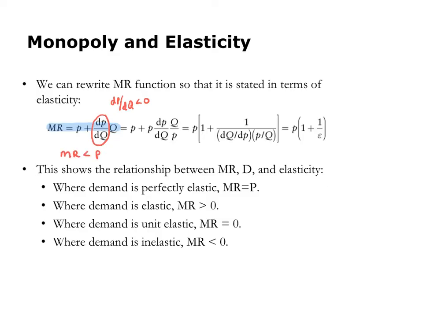price. That again is because in order to sell an additional unit, the monopolist has to cut its price, not just on that additional unit, but also on all the previously sold units. Therefore, the additional revenue that is generated from selling this additional unit is less than the price charged for the additional unit.